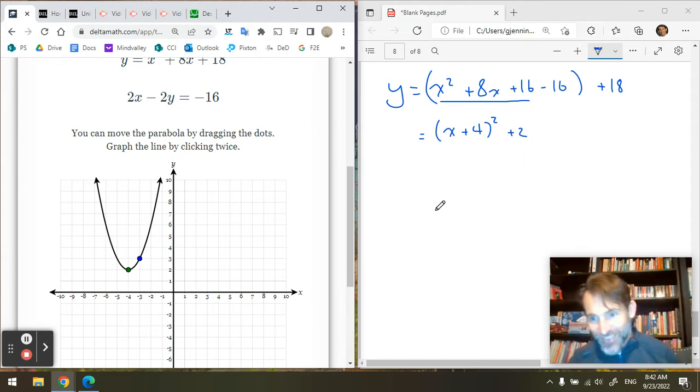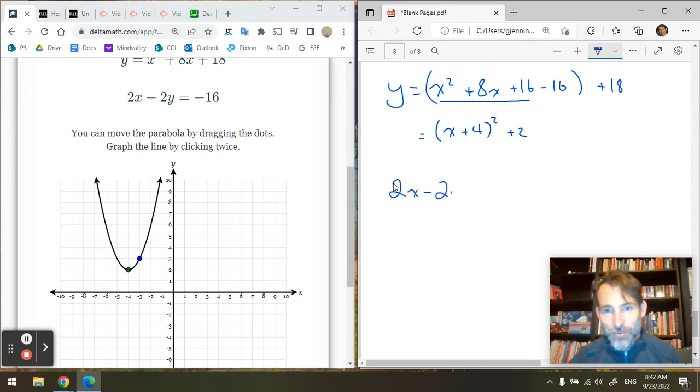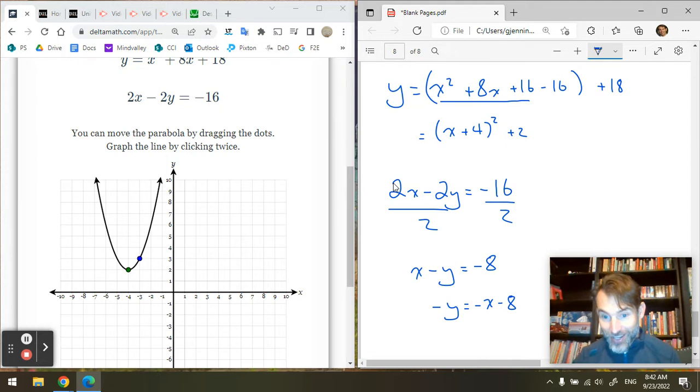Ugh! We have to convert forms again. 2x minus 2y equals -16. So we're going to divide everything by 2 to make this easier. X minus y equals -8. And now subtract x from both sides. So we have minus y equals minus x minus 8. Flip all the signs. Y equals x plus 8. Okay, so that's pretty easy.